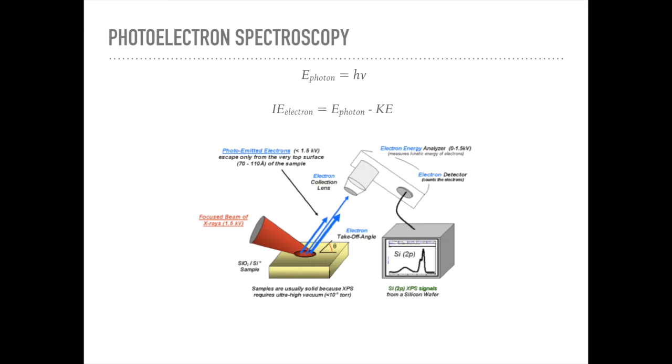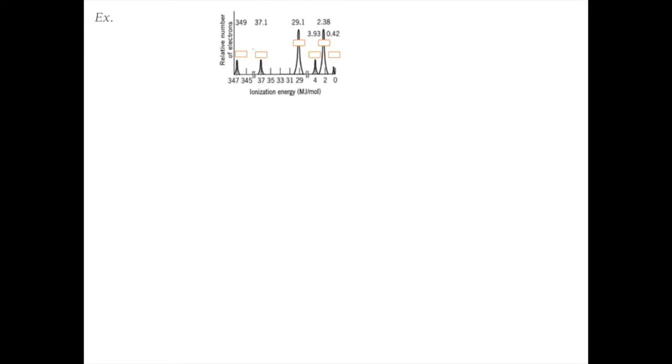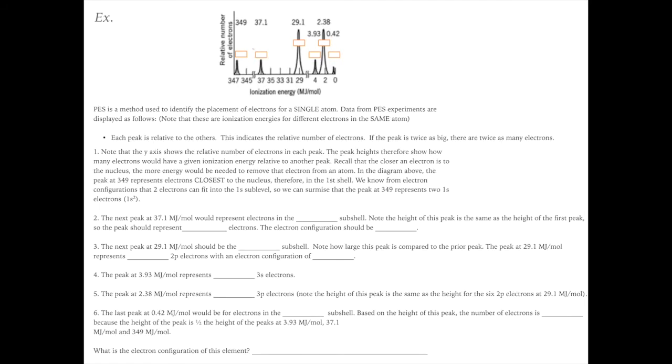So it's measuring the ionization energy of removing specific electrons. So let's look at this. This is a PES, and its purpose is to identify where electrons of a single atom are placed. Okay? So note that the y-axis represents the relative number of electrons, so each peak's height represents how many electrons are going to have a specific ionization energy. Now also note that the closer an electron is to the nucleus, the more energy needed to remove that electron.